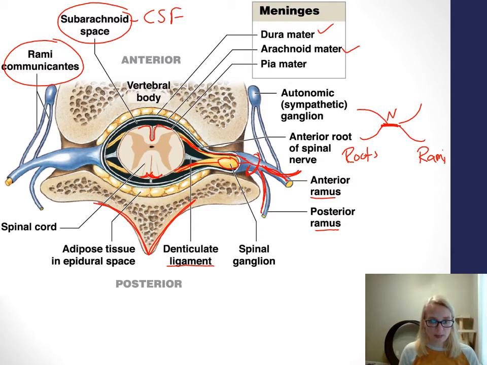Another thing I wanted to mention, what do we have here? This guy right here. All of this adipose tissue is padding. It's called the epidural space. So we have subarachnoid, which is below the arachnoid. We have epidural, which means outside the dura mater, filled with adipose tissue. So there are a couple of medical procedures that take advantage of these spaces.